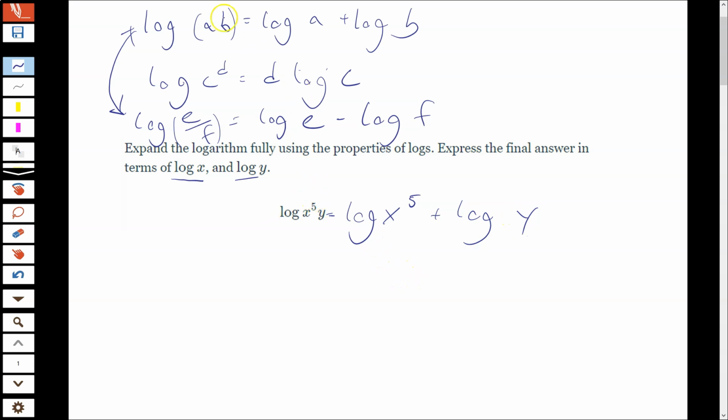That's my first property: log AB is equal to log of A plus log of B. Notice my exponent goes along with the base, so it goes along with the x. And then my next step, remember I want plain old x and not x to the fifth, so my next step is 5 log x plus log y. Log y didn't change. That's a pretty easy example. We're going to do one more, and then we're going to do a really spicy one.